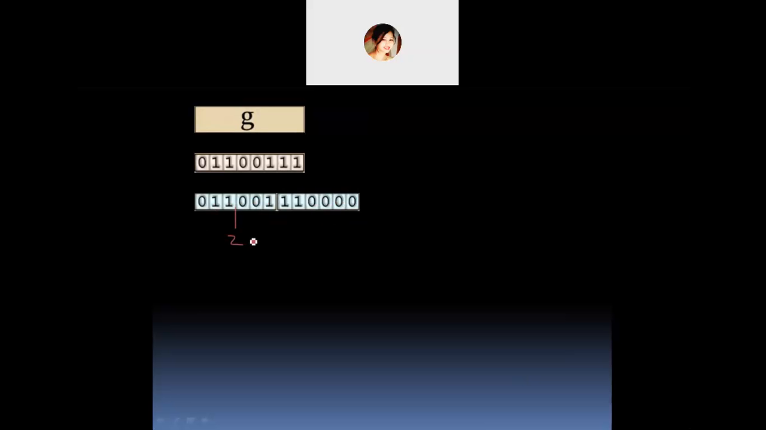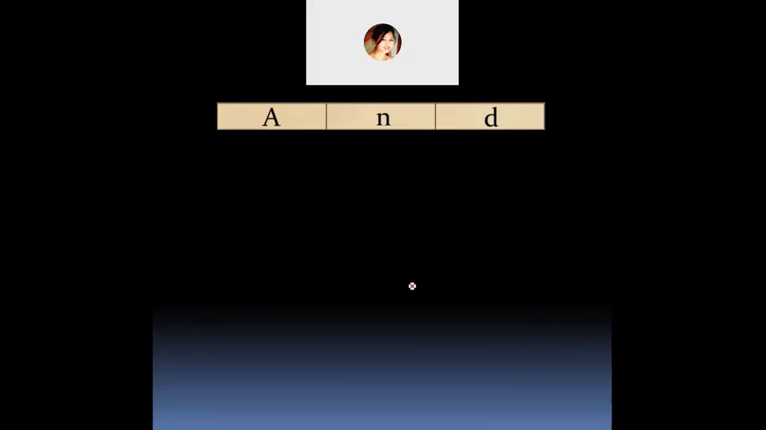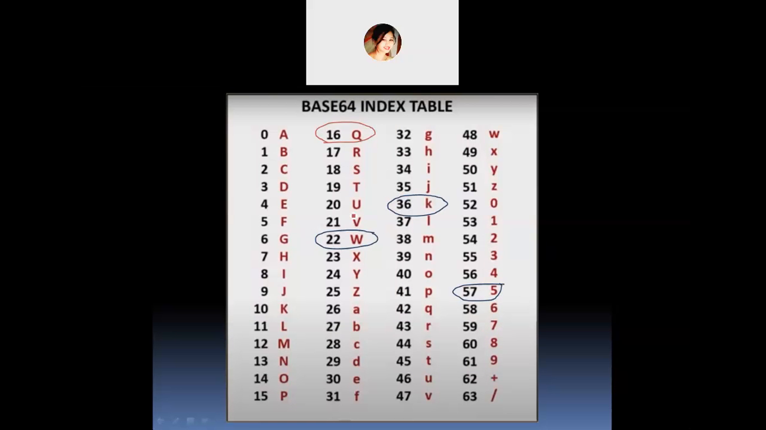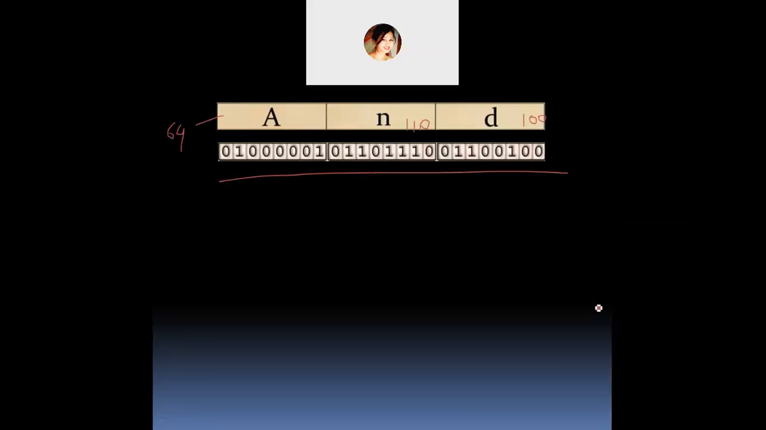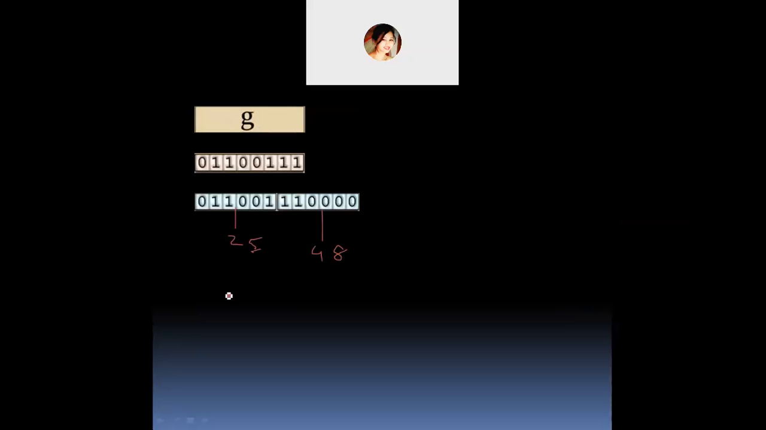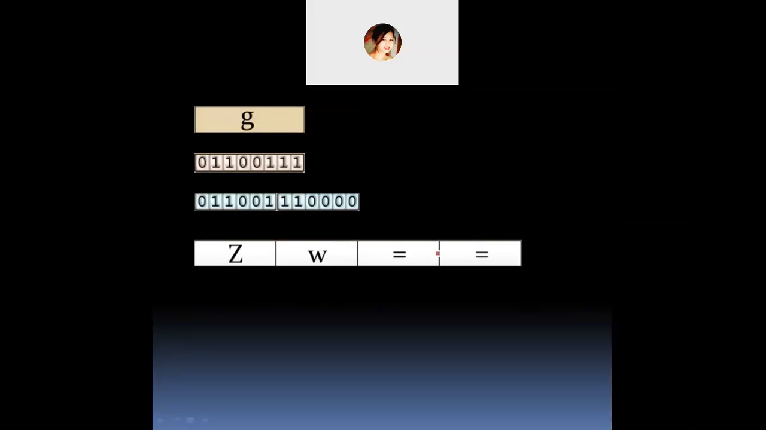Now these segments represent the values 25 and 48. When we count this, we get 25, and this part is 48, right? Now let us look up these values, 25 and 48, in the index table. So where is 25? 25 is this, that is Z, and 48 is this, that is W. So this part represents Z and W, right?